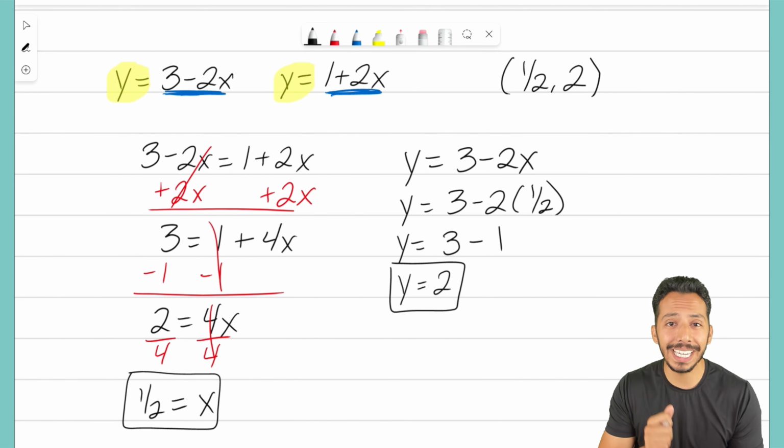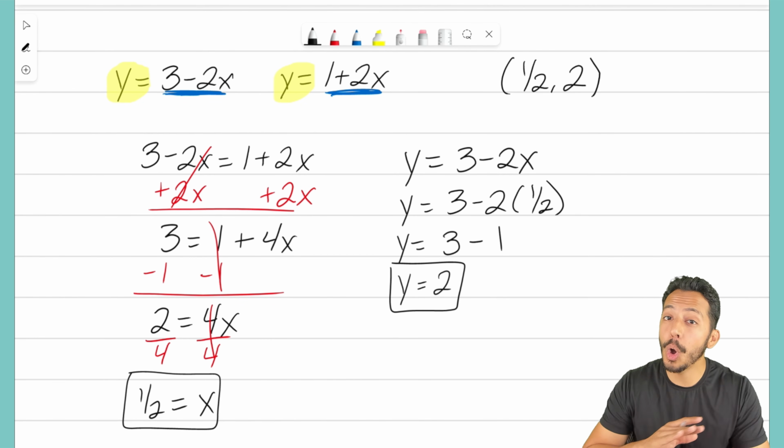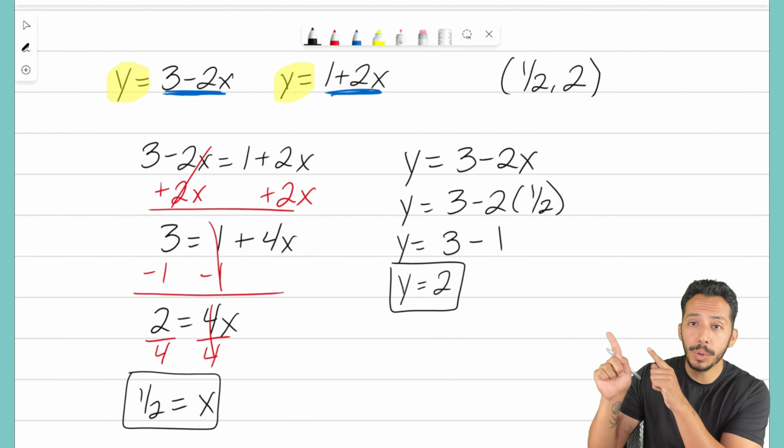That is how you use the equal values method to solve for a point of intersection. We can only do that because those two equations equaled y.